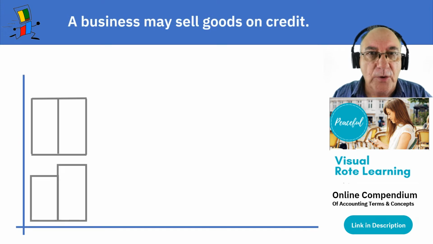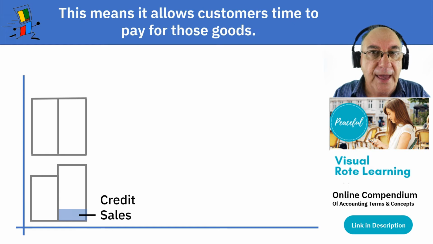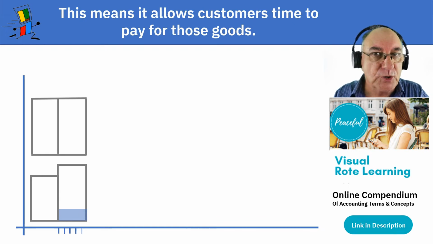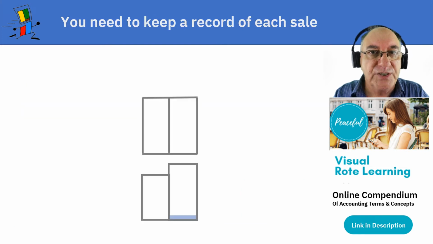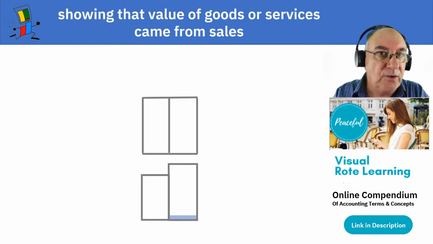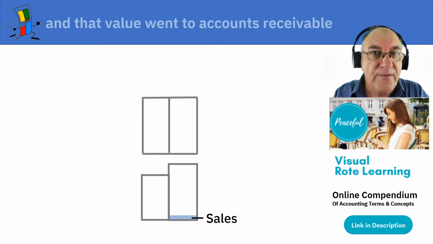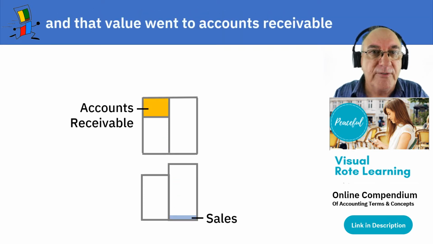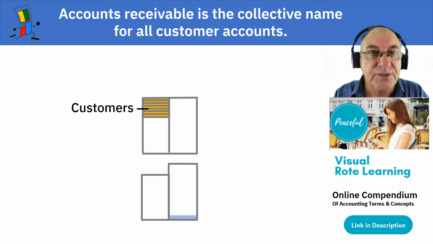A business may sell goods or services on credit. This means it allows customers time to pay for those goods or services. You need to keep a record of each sale, showing that a value of goods or services came from sales, and that value went to accounts receivable. Accounts receivable is a collective name for all customer accounts.